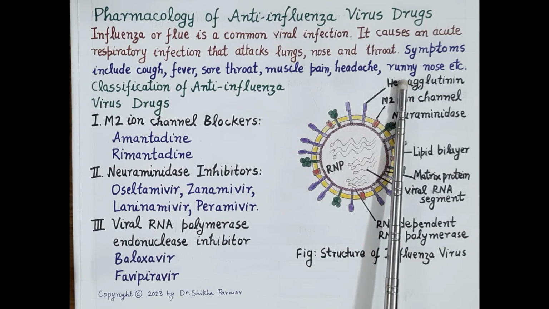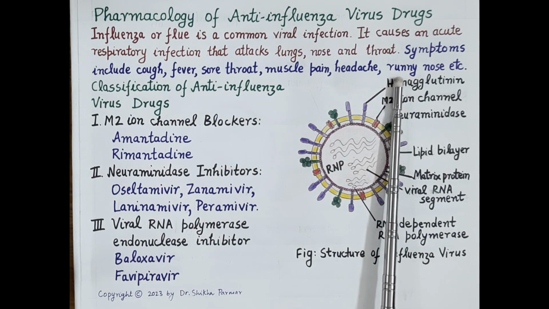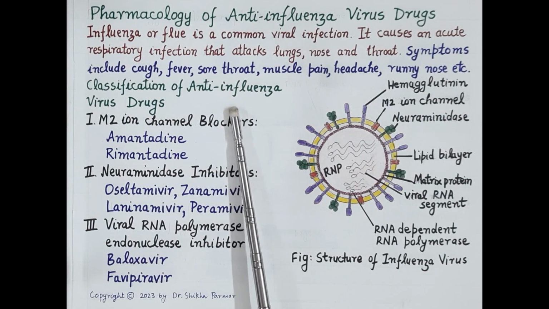Now severe cases may progress to shortening of breath. Now this acute respiratory infection can be deadly, especially in high risk groups. So anti-influenza virus drugs are used in the prophylaxis and in the treatment of severe cases of influenza and also in high risk patients.